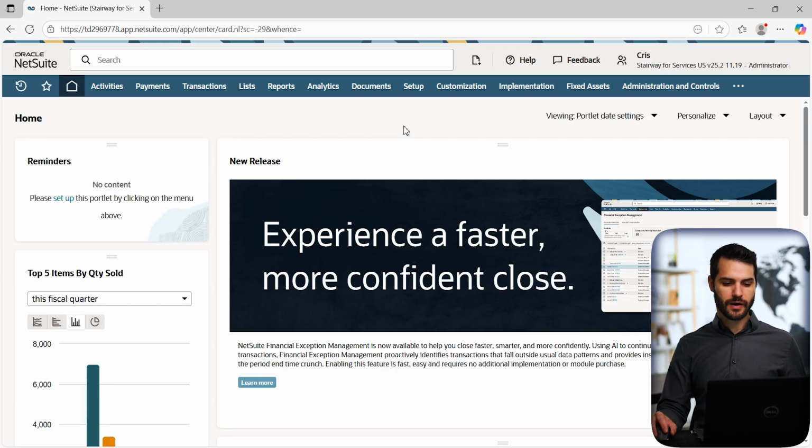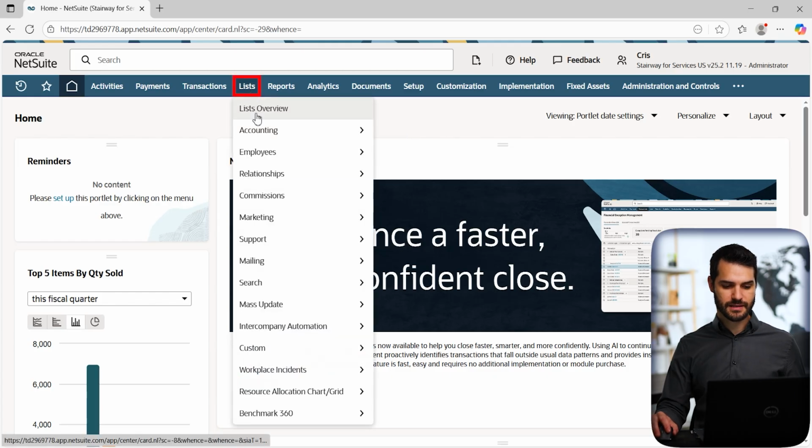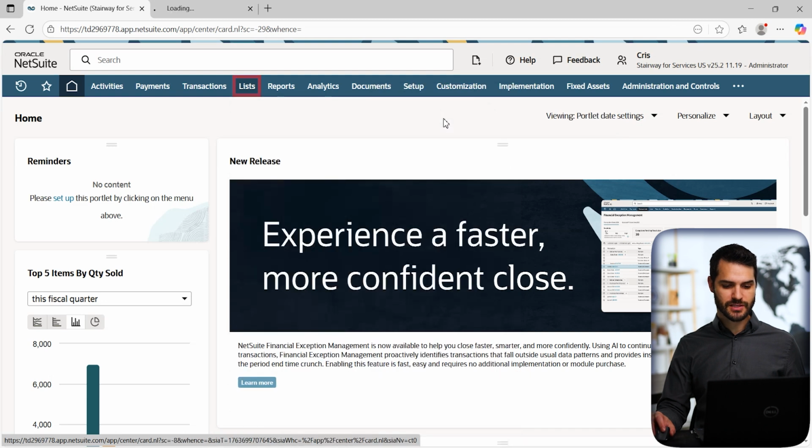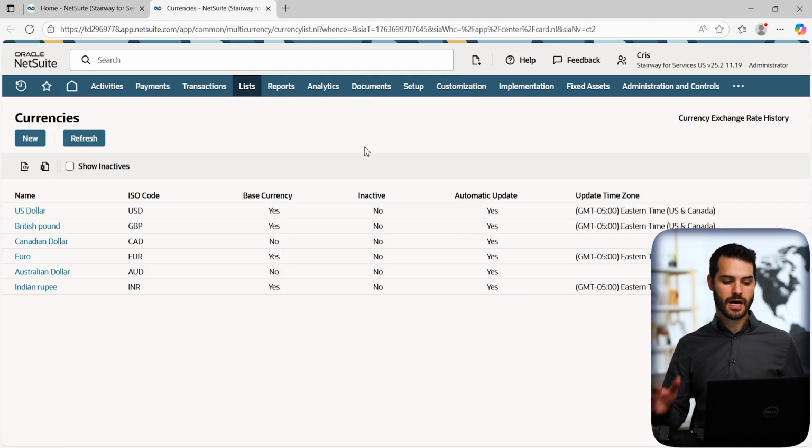All right, so here we are in our home dashboard, and we're going to start off by coming up to lists, accounting, and you can see right here we have currencies. So let's open that up in a separate tab. And this is really just going to show us a list of the currencies we're currently using in this account, which is a demo account, by the way.